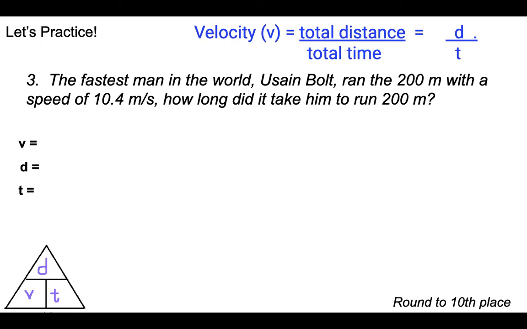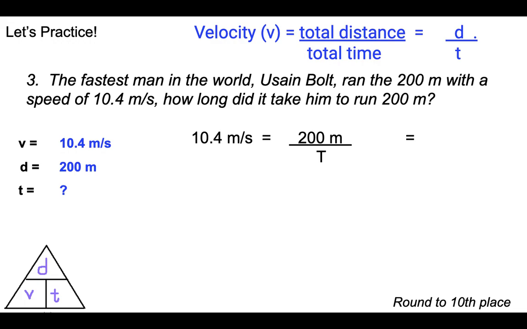Back to Usain Bolt, who ran the 200 meters at 10.4 meters per second. How long did it take him to run 200 meters? Well, and again, you might say, Mr. Call, didn't we just look at that he was traveling 27 miles per hour? Well, remember, in a race like that, you're starting out at time zero. You're not traveling that speed right from the get-go. So we know that he's traveling at an average speed of 10.4 meters per second. We know the distance is 200 meters. The time is what we're looking for in this problem.